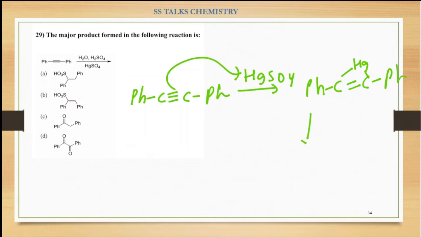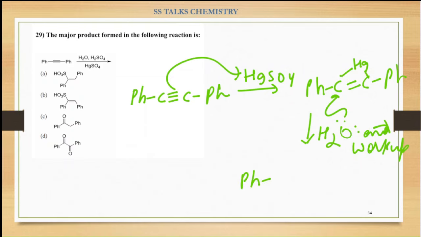Now in the next step the water molecule attacks there. Both sides are symmetrical, so the attack is feasible on either side. After this attack of the water and the workup, we will get Ph, with an OH group on one side on the alkene carbon, and on the other side the hydrogen from the acid is added to it. So this workup has been done, and this is the enol form that I am getting. This is my enol form.